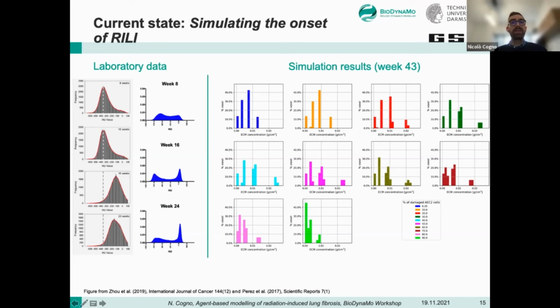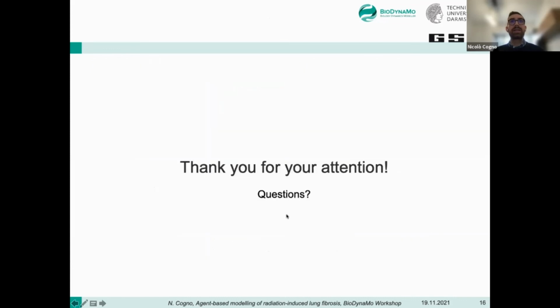And just for comparison, on the left, you can see experimental results, data from mice, which were treated with radiotherapy. Again, you can see that also here they observed this right shift in the distribution of the extracellular matrix. Actually, they use Hounsfield units, CT values, but these can be related to the ECM concentration. So now the next step will be to simulate these results. And that's it from my side. Thank you for your attention, and I'm happy to take questions.